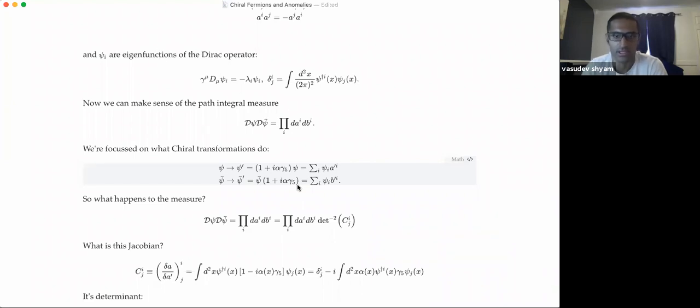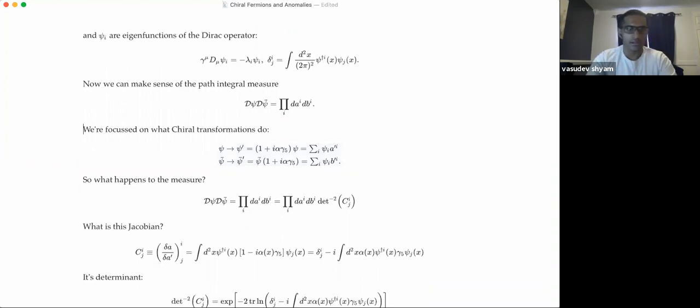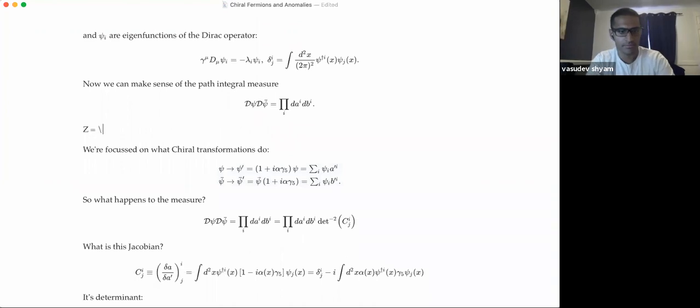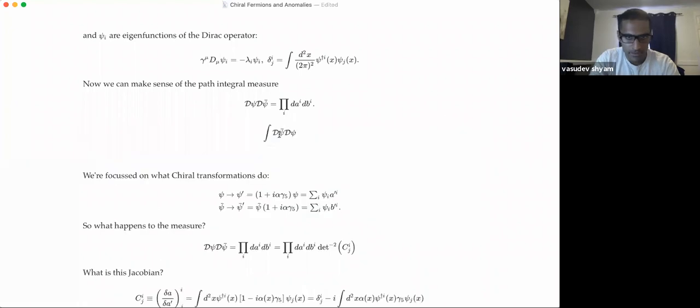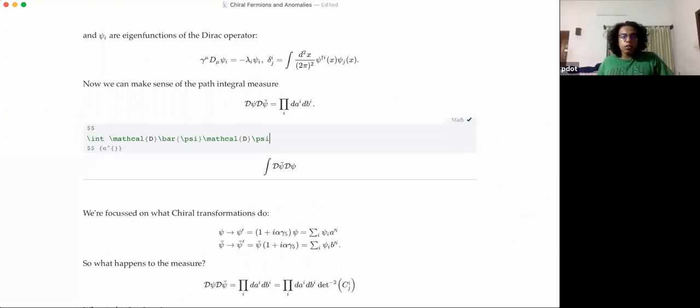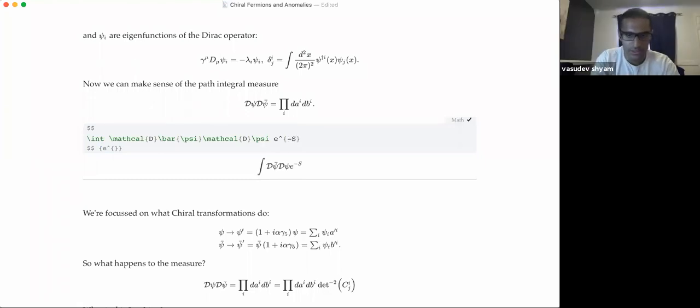I'll eventually stick this into the action. So I don't think I've written down the path integral, but the path integral itself is going to be a product, with S being the action. So, well, let's just write it here.